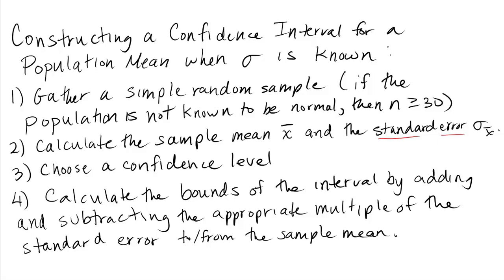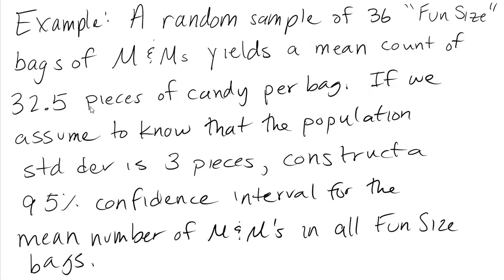Last step, we're going to calculate the bounds of the interval by adding and subtracting the appropriate multiple of the standard error to and from the sample mean. I know that step might sound confusing, but based on the confidence level, we know we have to go a certain number of standard deviations away from the mean. We just find that standard error and then add and subtract that number of standard errors to and from the mean to get our bounds. This is exactly what we did in the one example from the previous video. Let me remind you here.